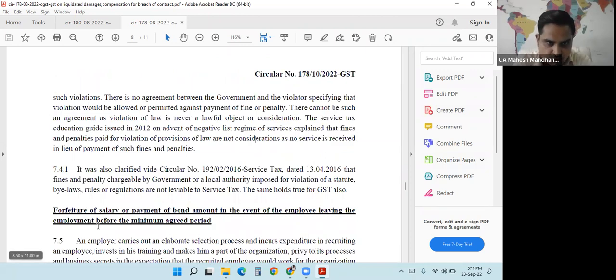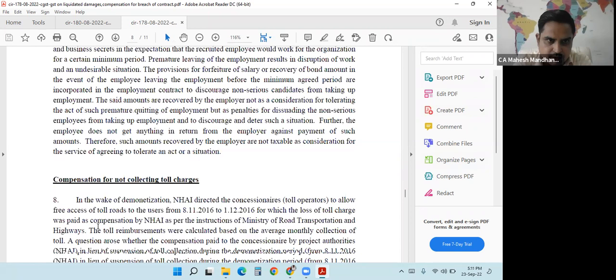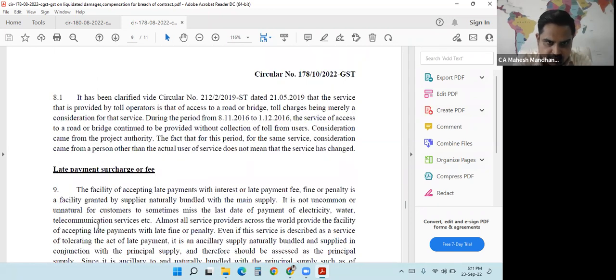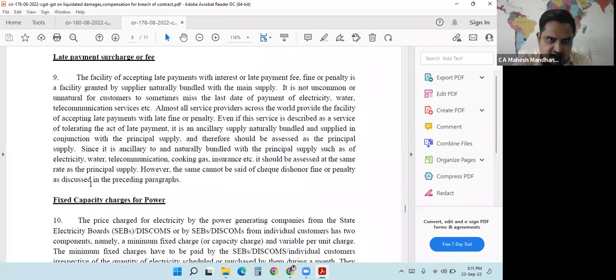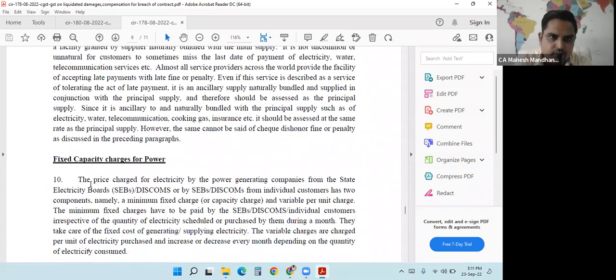I have already covered forfeiture of salary, that is notice pay recovery. Late payment surcharge or fee, again the same thing. If it is incorporated, this is a normal practice, it will be liable to GST. It will be treated as a part and parcel of the principal supply. That is, the principal supply may be a supply of goods or a supply of services.